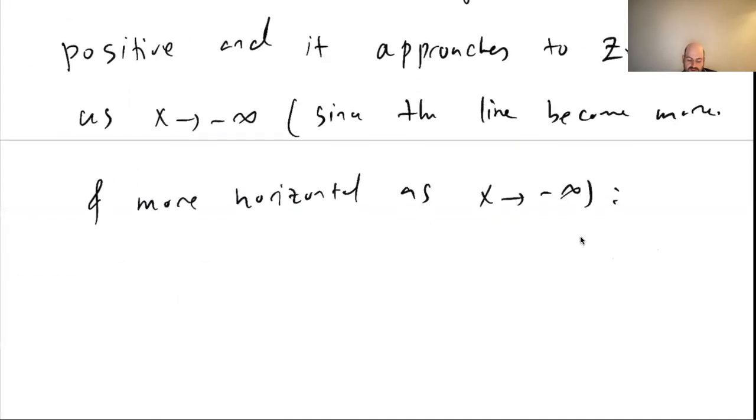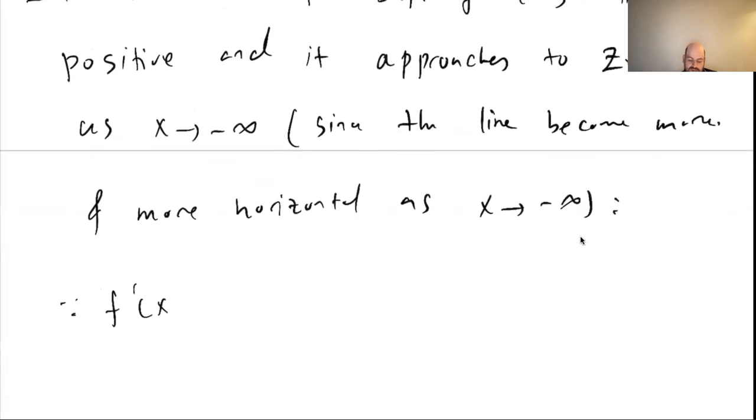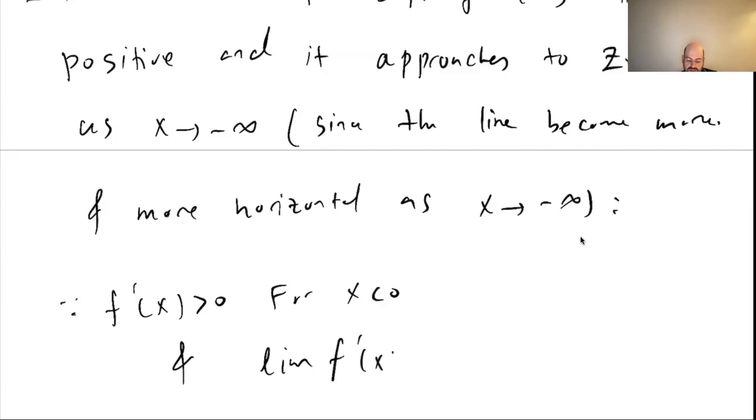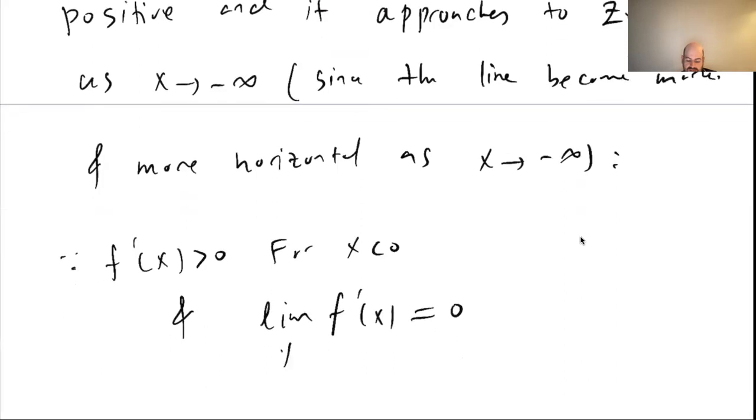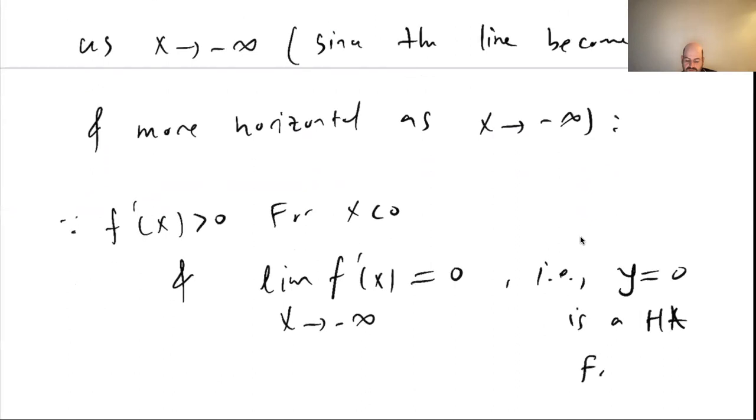So what do we need? We can say that f prime of x is bigger than 0 for x less than 0, and the limit of f prime of x is 0 as x approaches minus infinity, i.e. y equals 0 is a horizontal asymptote for f prime of x.